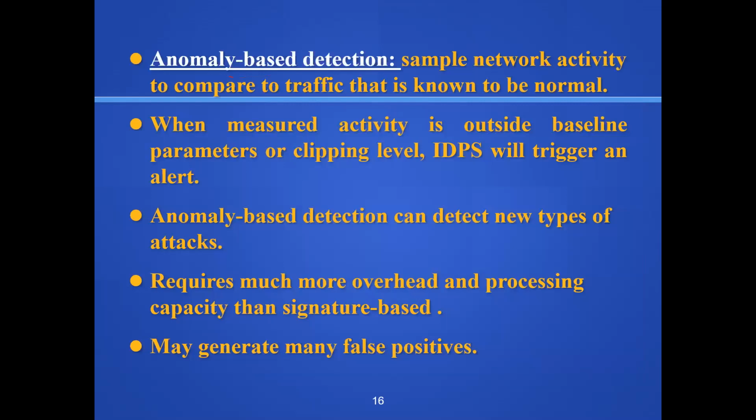Okay, so anomaly-based detection samples network activity to compare to traffic that is known to be normal. When measured activity is outside baseline parameters, the system will trigger an alert. Anomaly-based detection can detect new types of attacks in theory. It requires much more overhead and processing capacity than signature-based, and it may generate many false positives, so it flags things it thinks are bad but aren't actually. But as I said, it's something to have in place.